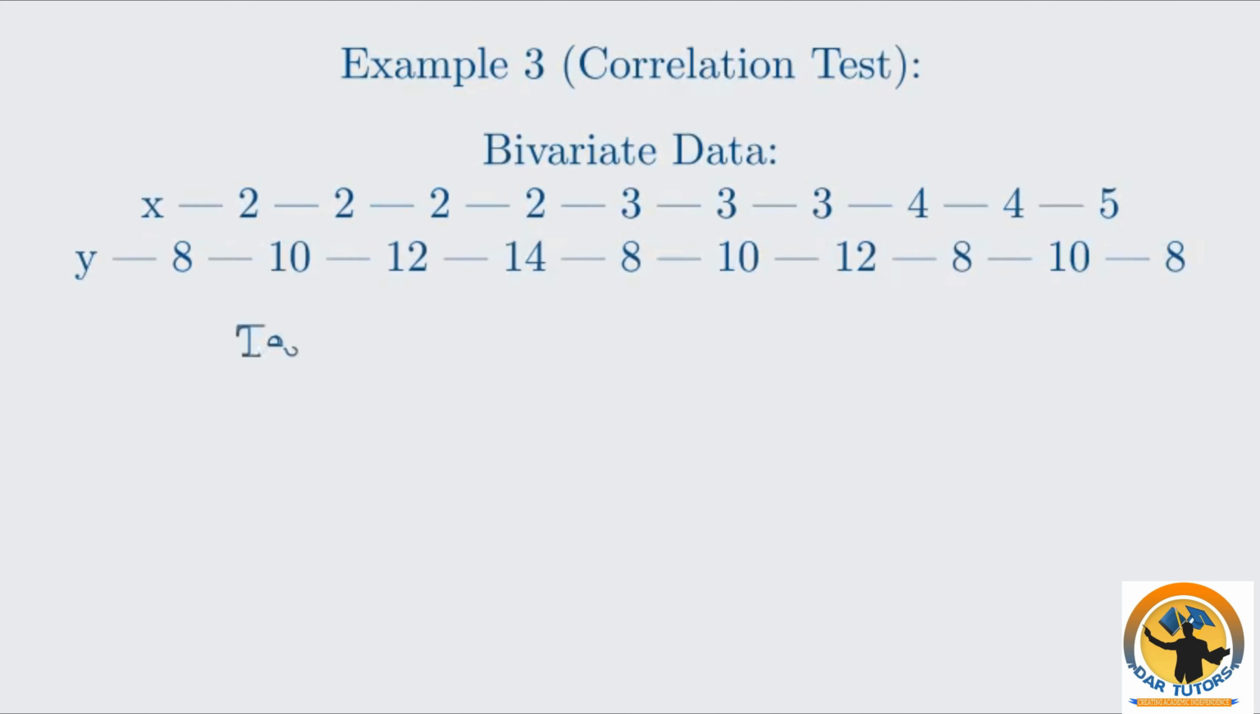Let's work through an example of a correlation hypothesis test using a graphics calculator. Consider the bivariate data set you see on the screen. We want to conduct a hypothesis test at the 5% significance level to determine if the variables are negatively correlated. The steps are very similar to the binomial case, but we use the calculator's built-in statistical test.